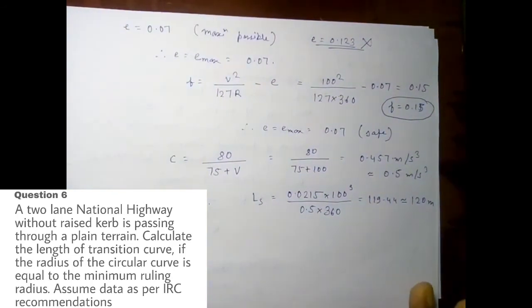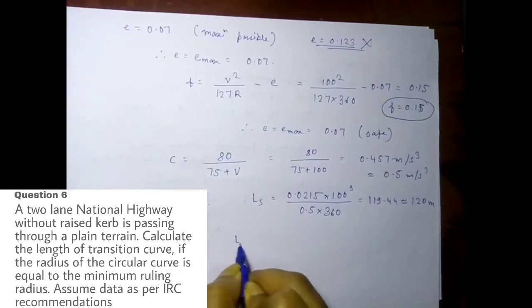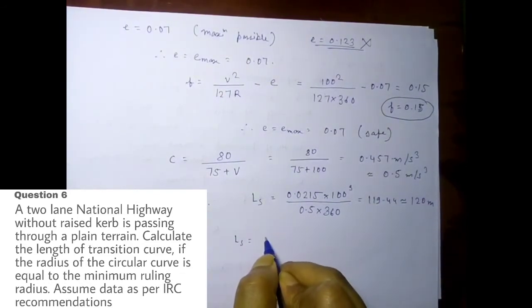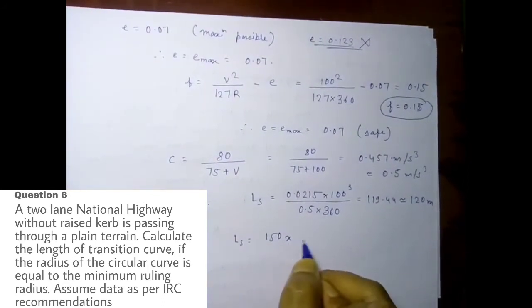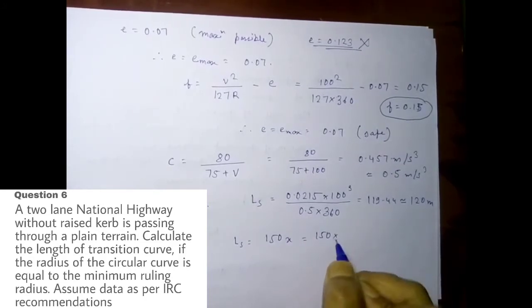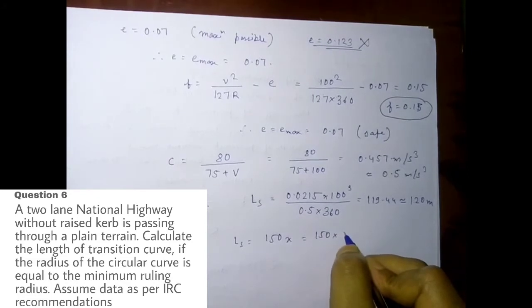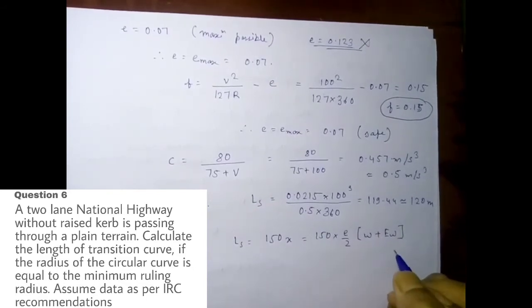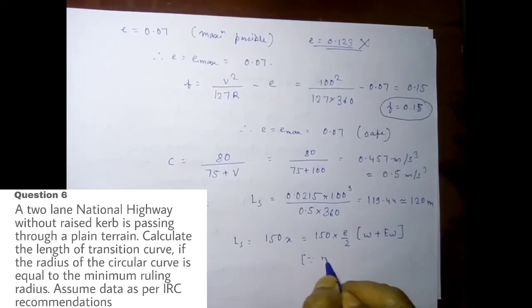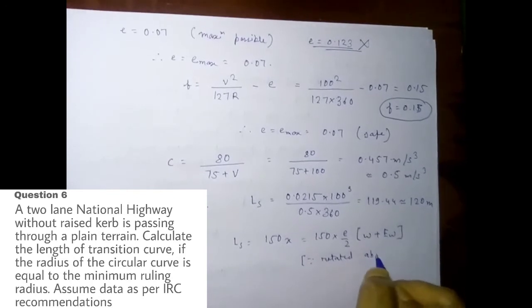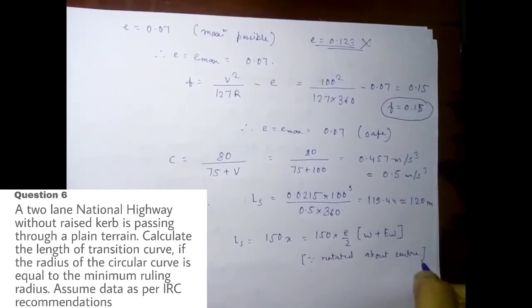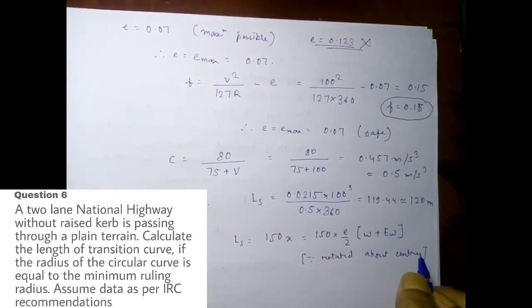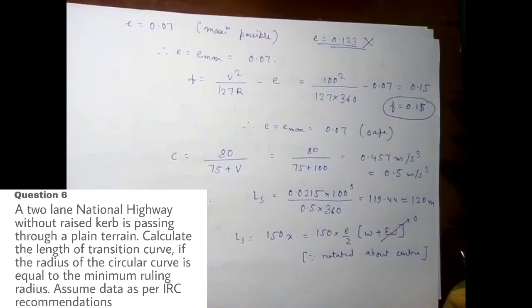Next, let us use the rate of change of super elevation formula, where LS is equal to 150 into x, which is equal to 150 into E by 2 to W plus EW, assuming that it is rotated about center, and also since the radius of horizontal curve is greater than 300 meter, we will consider that EW is equal to 0.